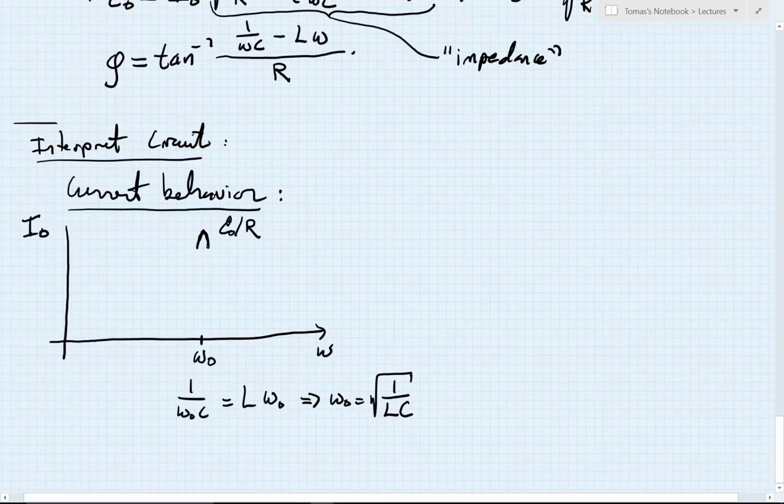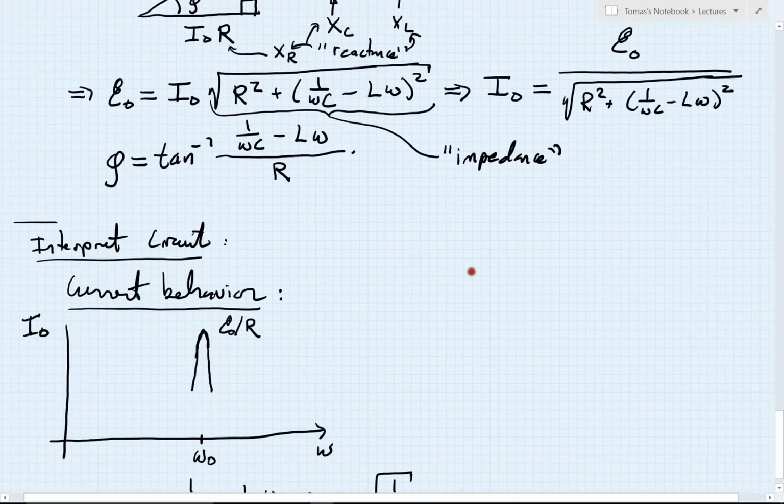Now, you'll notice that I've drawn this maximum as a very narrow peak, where it's going to drop down fairly quickly. That is the case when we put a very small resistance into the circuit. And we will explore that in a little more depth coming up in just a moment. That'll be the last thing that we will discuss in the lecture, the width of this peak.